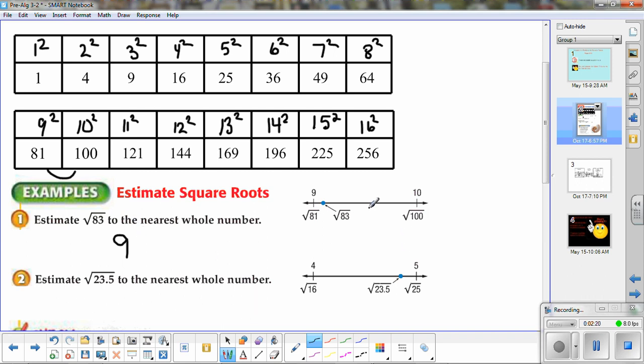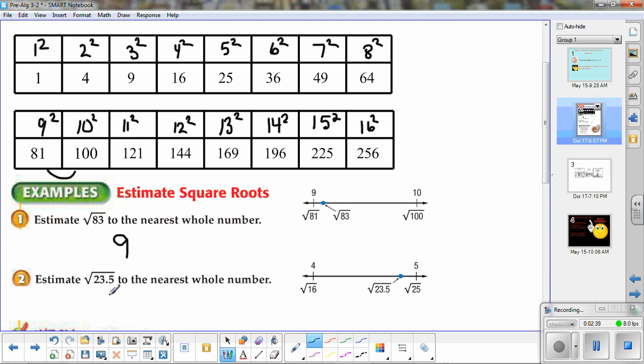You can also visualize it on a number line. The square root of 83 is going to be a little bit closer to 81 than it is to 100. So it would be somewhere between 9 and 10, but closer to 9 than it is to 10.